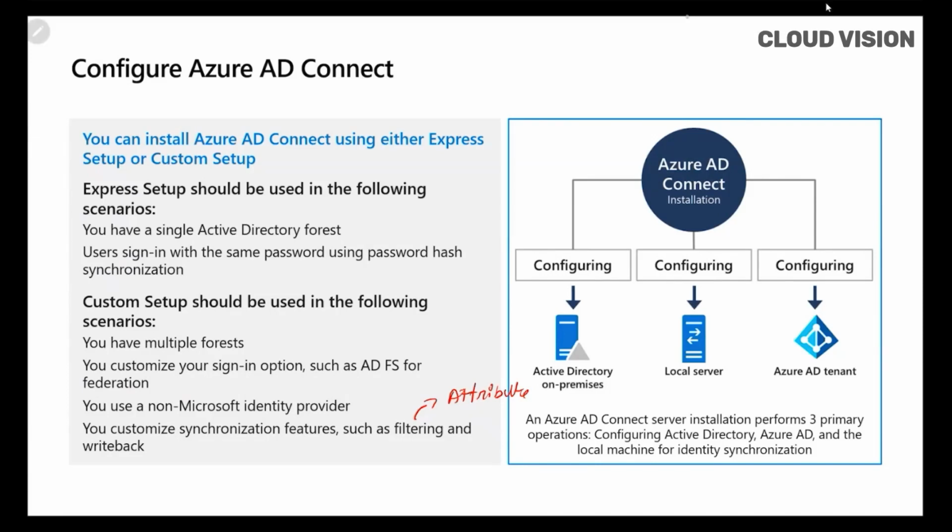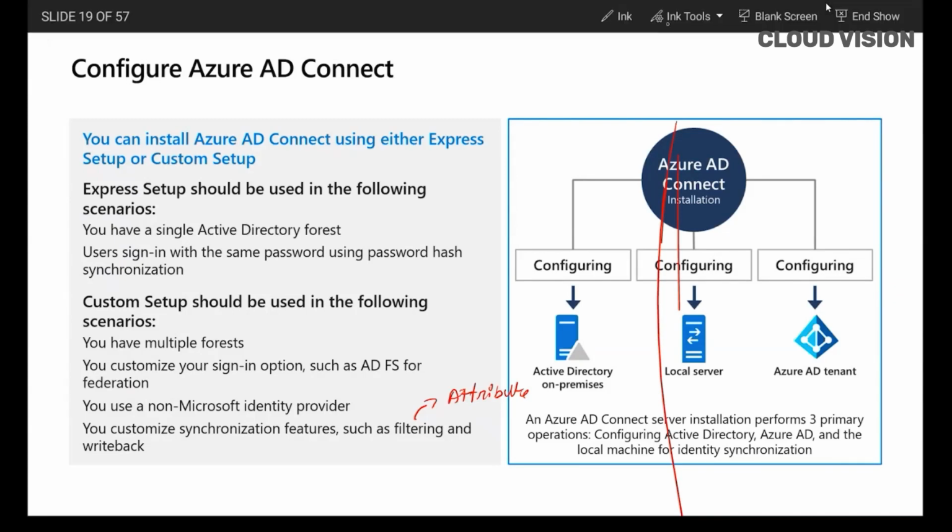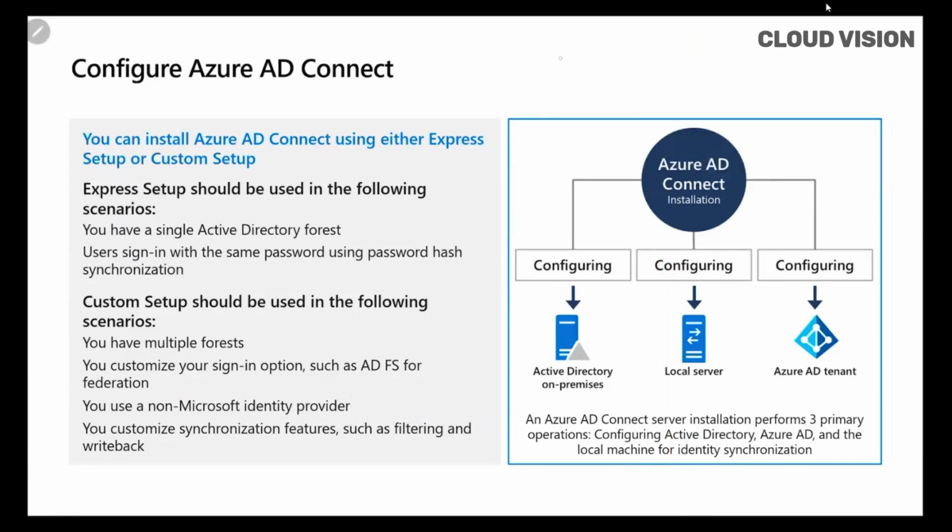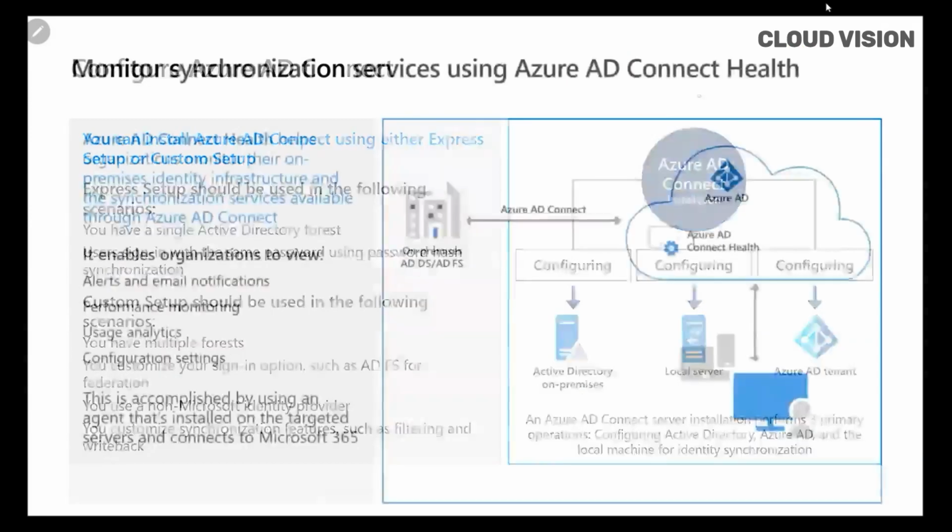Now, ideally, when you're synchronizing your identities from your on-premise Active Directory to your Azure Active Directory, this is a one-way sync.